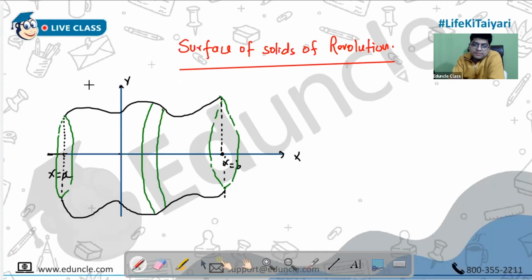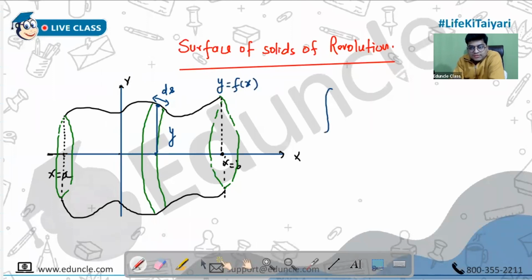Okay, this is the surface. And this is the height. This is the strip of the surface, this is ds, the arc length. That will create the surface. So this height is y, the function value, y equals f(x), some curve.